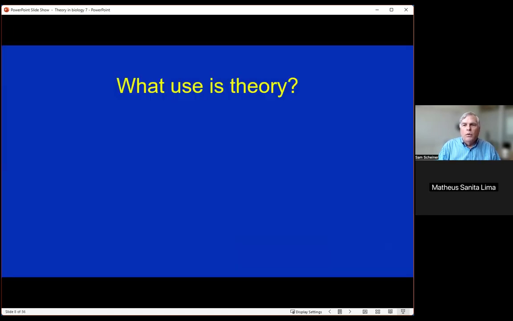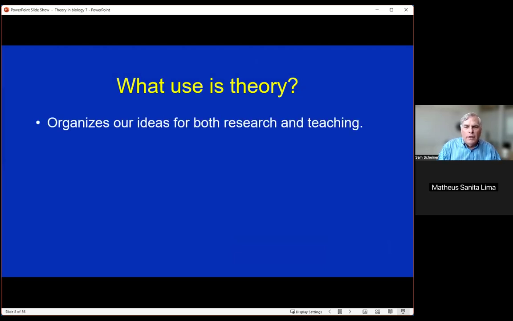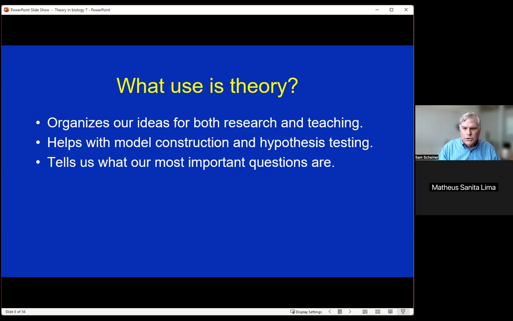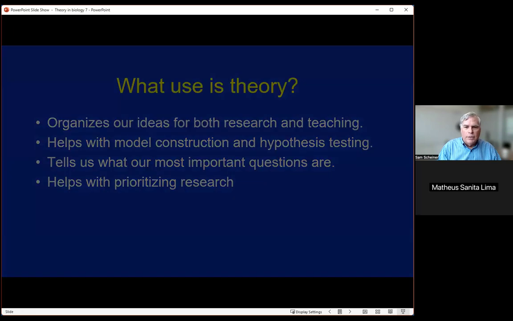So what do we use theories for? Well, we actually use them in a variety of ways. First of all, it organizes our ideas. So having a sense of not only what you're working on, but how what you're working on exists within a larger theoretical framework helps organize those ideas, see how they're connected elsewhere. It helps with model construction and hypothesis testing, and I'll get back to that in a moment. But it also tells us what our most important questions are, right? What are the core questions that reach across, for example, all of ecology or all of biology? It helps us with prioritizing research, and I'll give you some examples at the end about that.